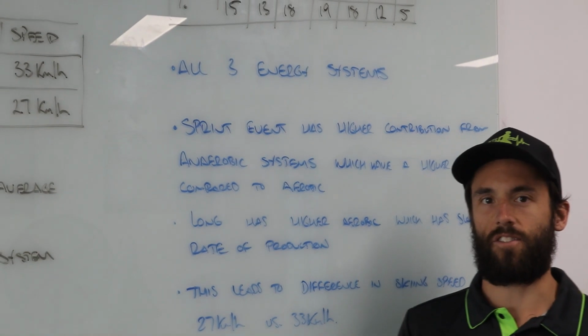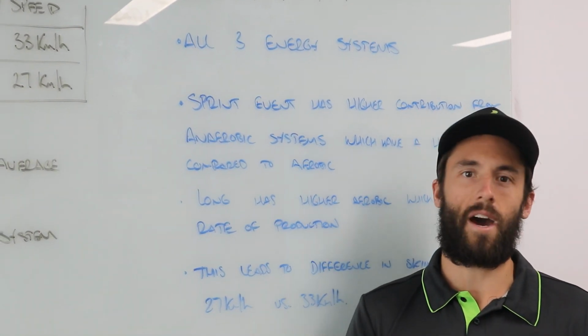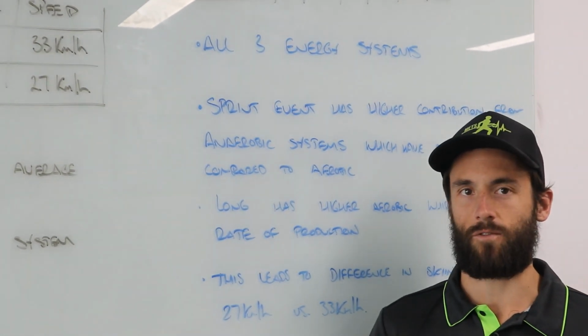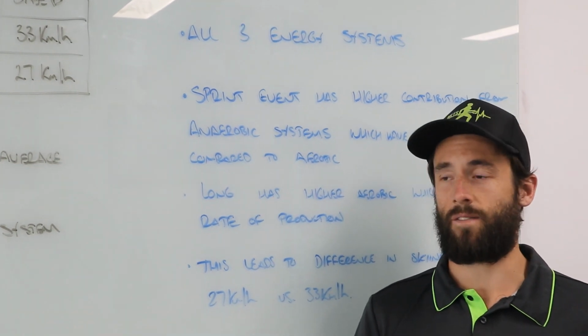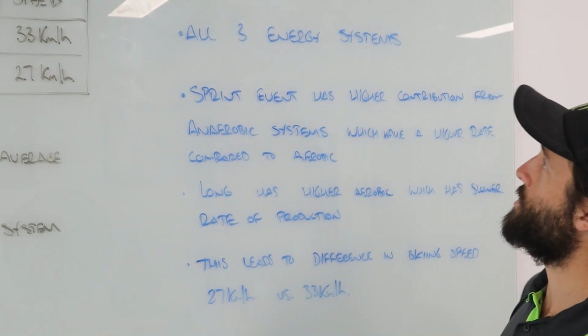When we talk about energy systems, what's going to lead to higher performance, faster running speed, more power on a bike, anything like that? It is the fact that we get a higher rate of energy production from those anaerobic systems compared to the aerobic systems. So anytime we're running faster, we're going to see that higher contribution. Make sure we mention that. And we should be good.